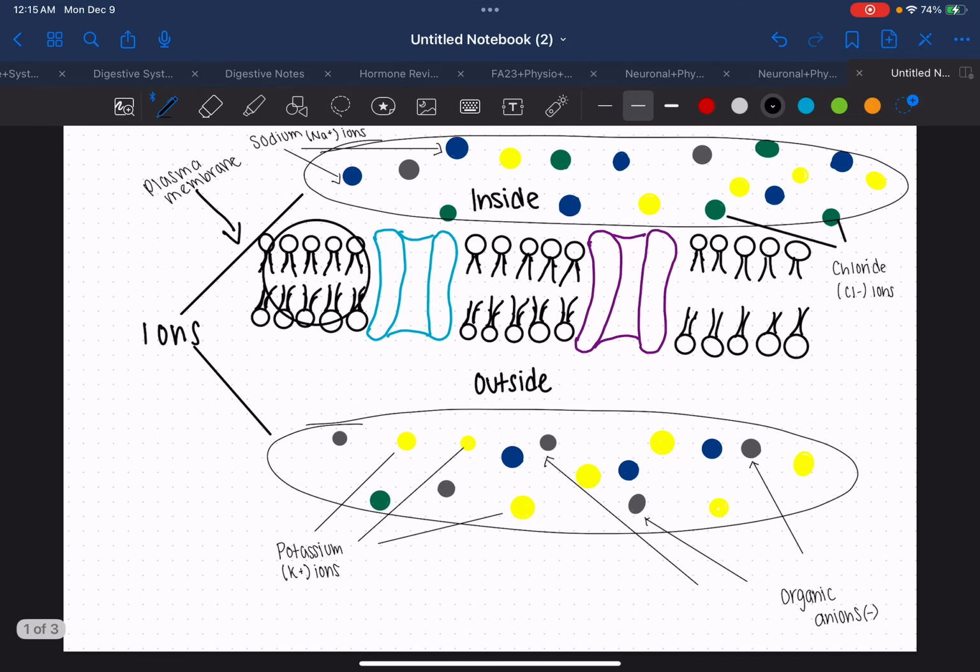So that was the process of membrane potential. I hope that helped, and I hope that was a good understanding.